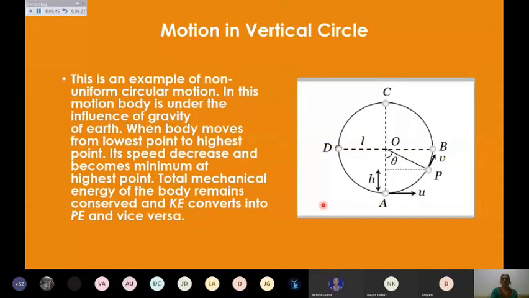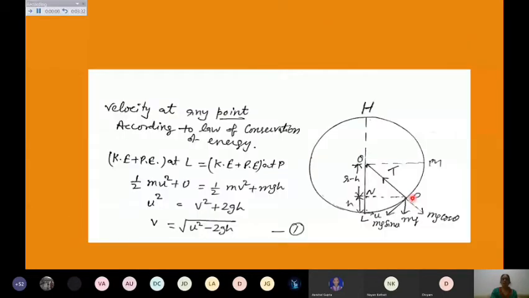Suppose we have some initial velocity u at the lowest point, which I am calling L. The highest point I am naming H, and the middle point I am naming M. At the lowest point I give some speed, u is the initial speed, and it reaches this point P. If I join point P with the center of the circle, then of course I have a stone tied with a thread, and I am revolving that thread to move the stone in the vertical circle.